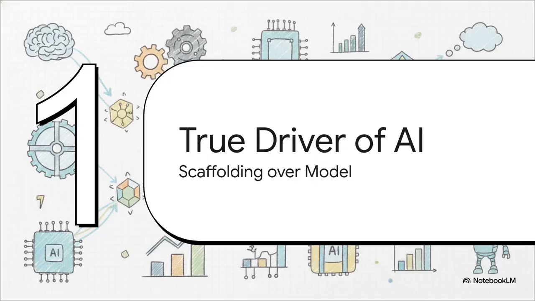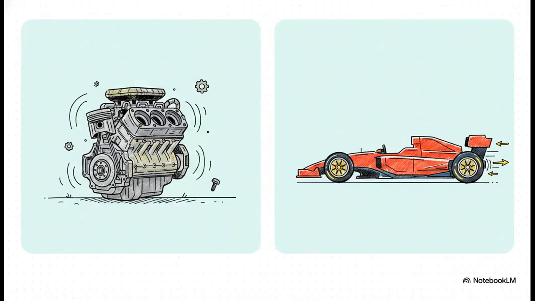Section 1. The true driver of AI. We really need to shatter this illusion that the underlying AI model is doing all the heavy lifting when you run an autonomous task. It's a super common misconception, but the data from mid-2026 tells a completely different story. Look, a bare language model is just an engine that outputs text. It's a text predictor. It has no memory, no hands, and absolutely no eyes on your files.